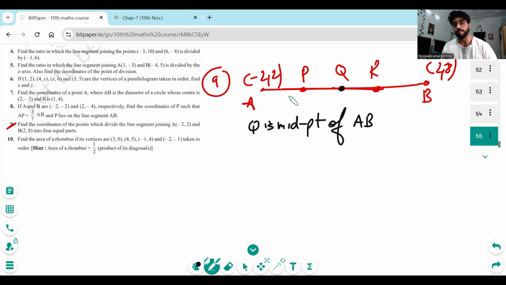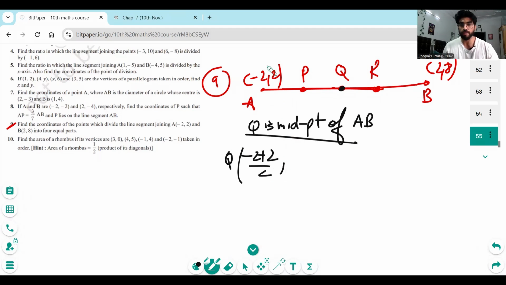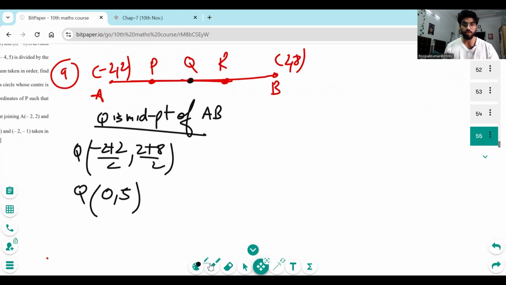So if Q is the midpoint of AB, then we can say that the Q coordinates will be x1 plus x2 by 2, minus 2 plus 2 by 2, or 2 plus 8 by 2. So Q will be 0 by 2, which is 0, and 10 by 2, which is 5. So 1 is done. Q coordinates we know, which is 0 comma 5. Now observe very carefully that P is the midpoint of AQ, right? Because these two are equal parts. So again, midpoint formula.